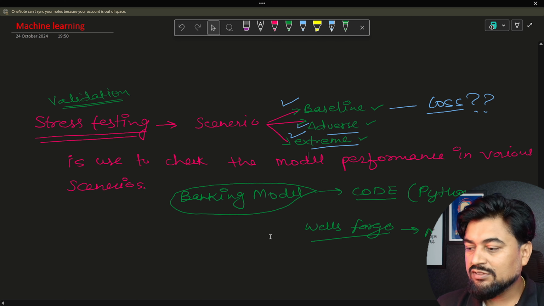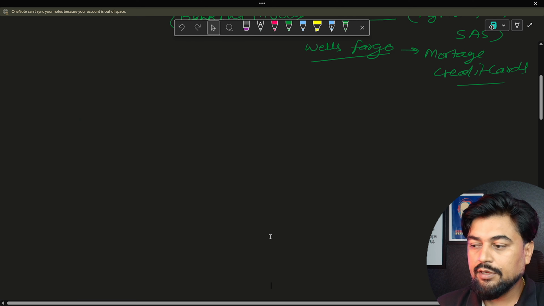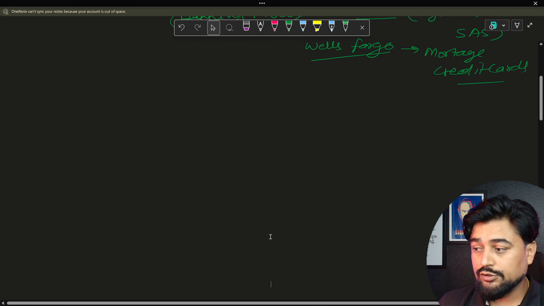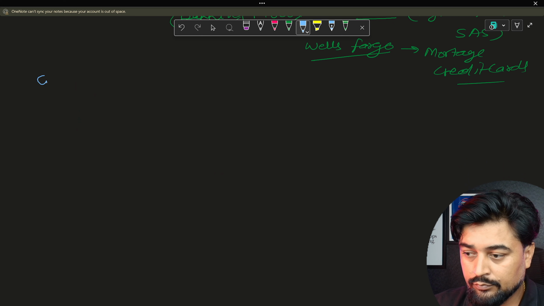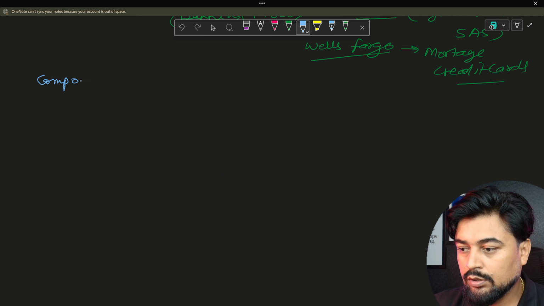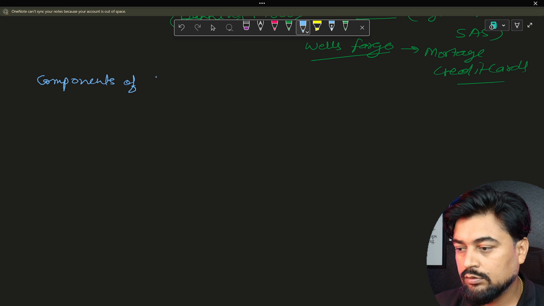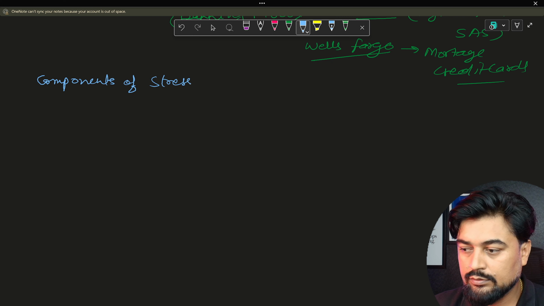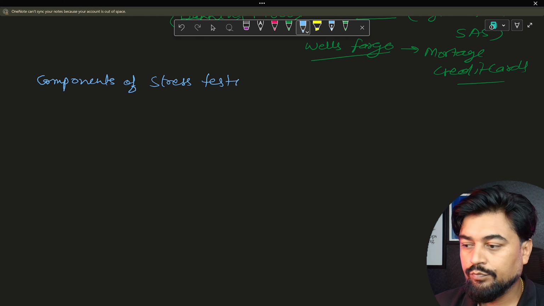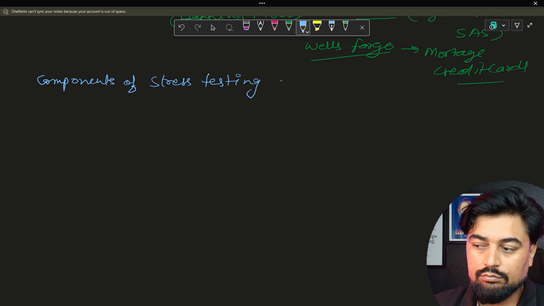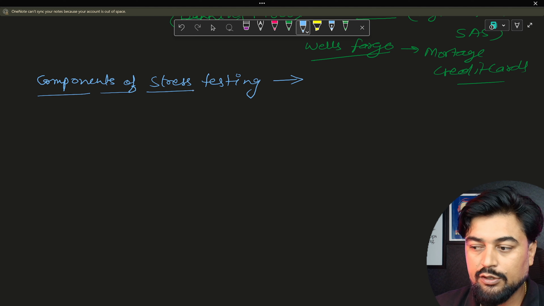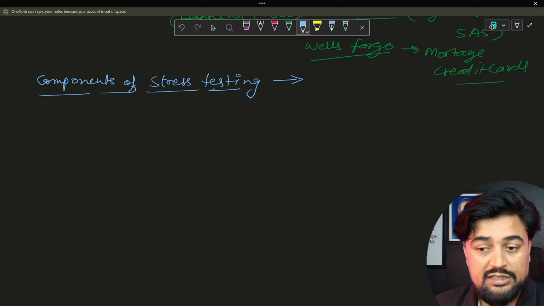So for stress testing, there are certain important components which we need to consider. So I will mention the components of stress testing. Any team, when the people are working on stress testing, there are certain components which they will always keep in their mind.